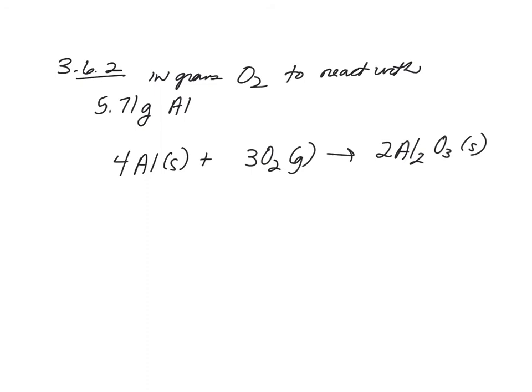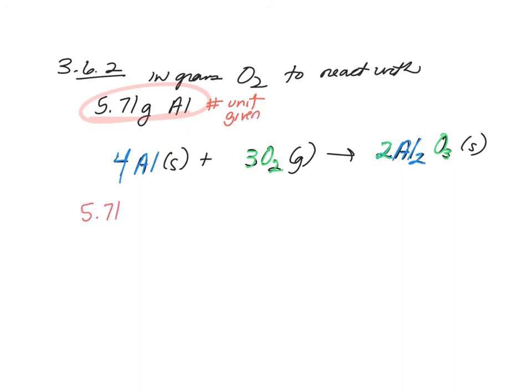So we have 4 aluminum and 2 times 2, so we have 4 aluminum. And then let's go to oxygen. 3 times 2, we have 6 oxygen, and then we have 2 times 3, we have 6 oxygen. So yes, it's balanced. And now our starting point, what do they want? Their starting is our given. Do you see the number with the unit? So this is a number with a unit. So this is our given. This is our starting point.